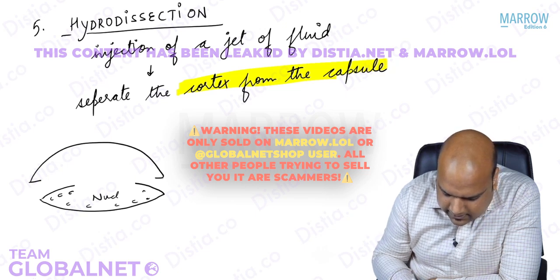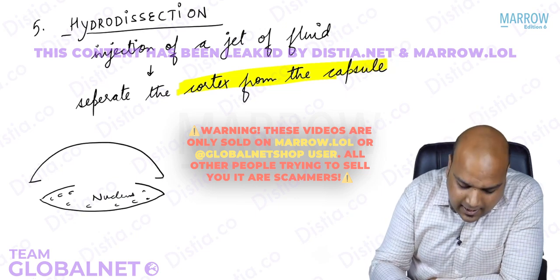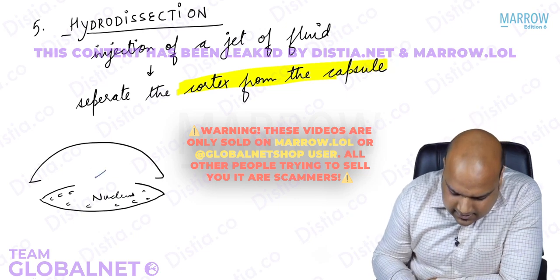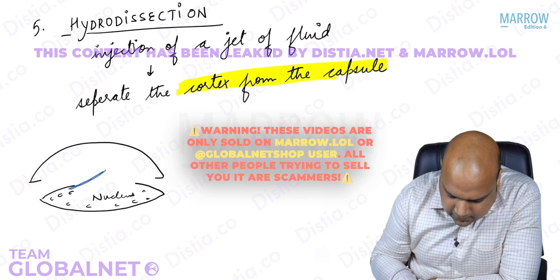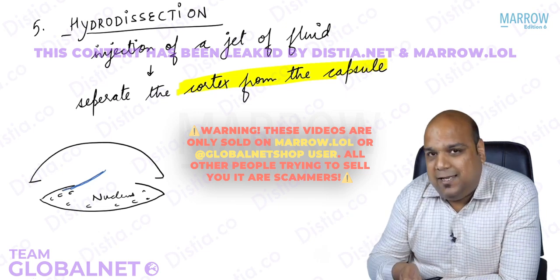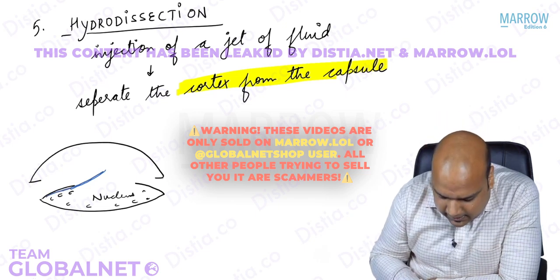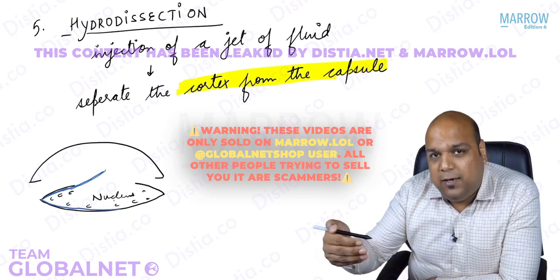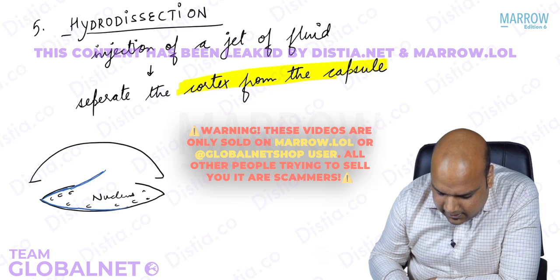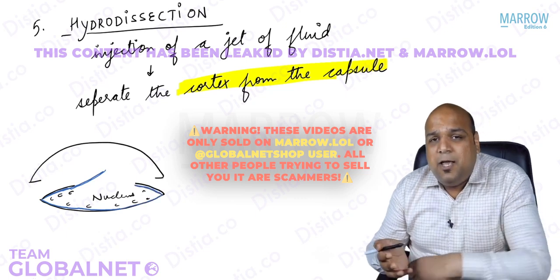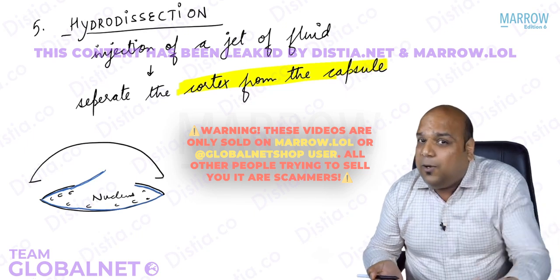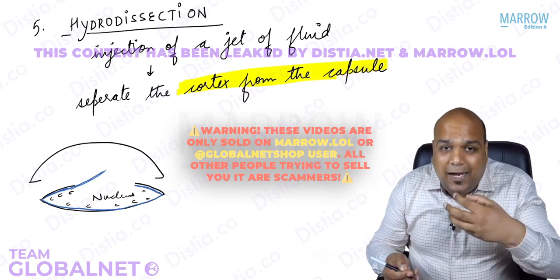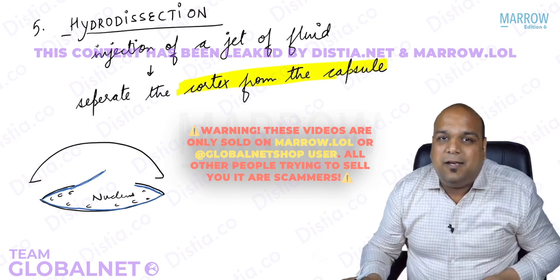And in the center is my nucleus. I am taking a syringe and injecting a jet of fluid below the anterior capsule to create a plane of separation, everybody. The fluid will travel, hit the equator, then travel in the opposite direction. So this is a plane of separation, so that when I am actually removing the cortex in the next step, I don't suck up the posterior capsule.